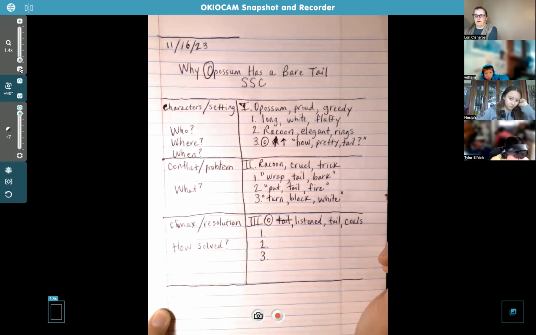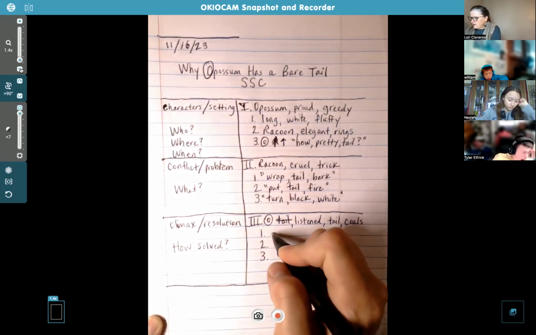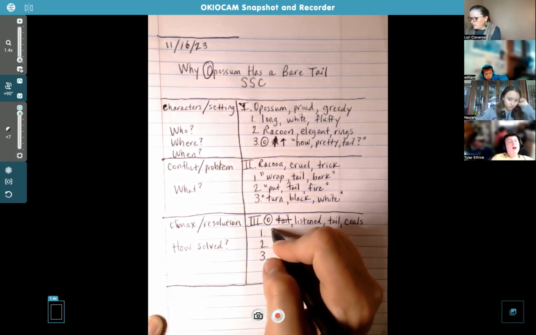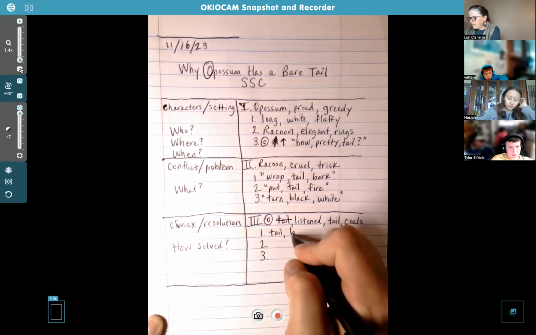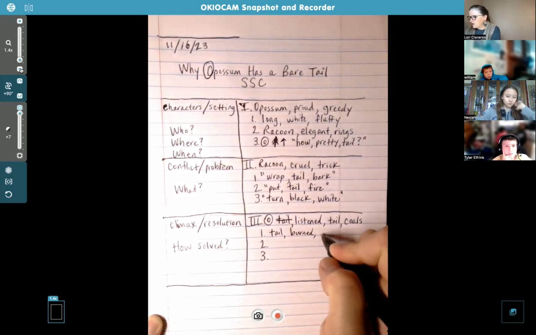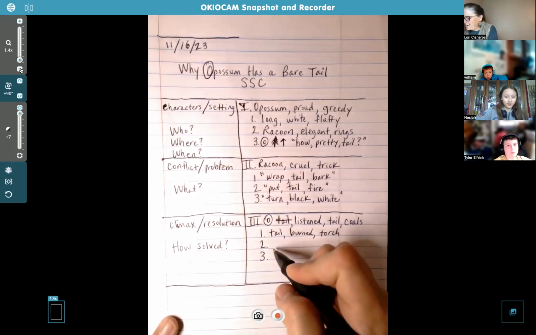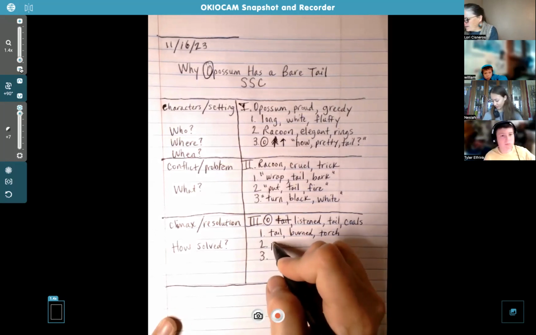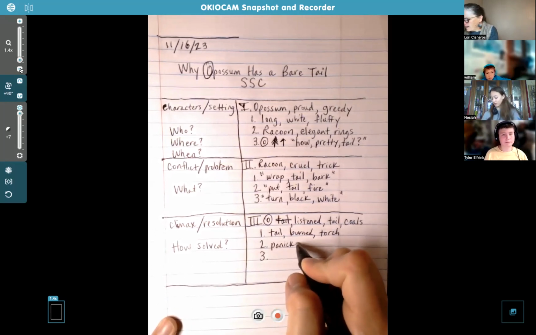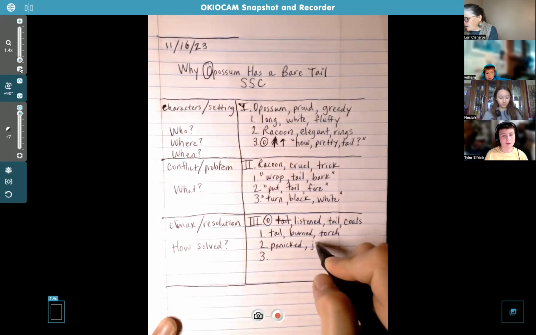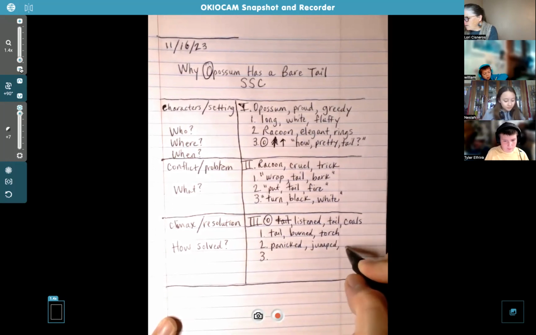And then the worst happened. So it caught on fire, right? His tail was like a torch. I'm going to put here, tail burned torch. And then he panicked, right? And how did he get the fire out, William? He jumped into a pond. Jumped pond.